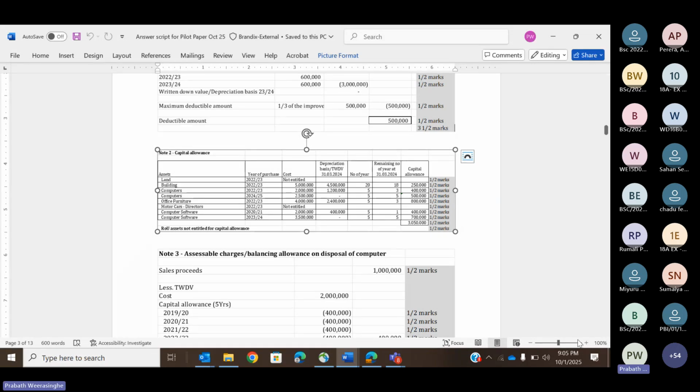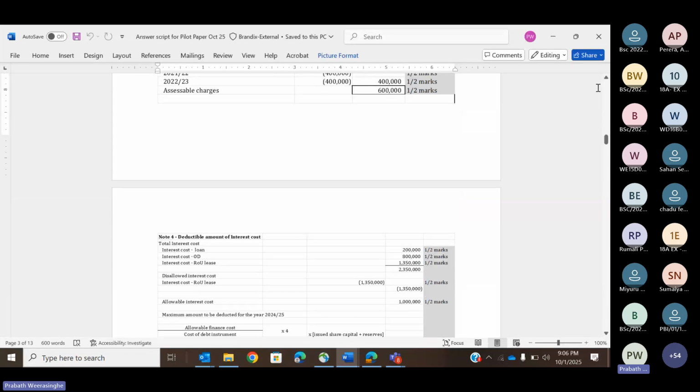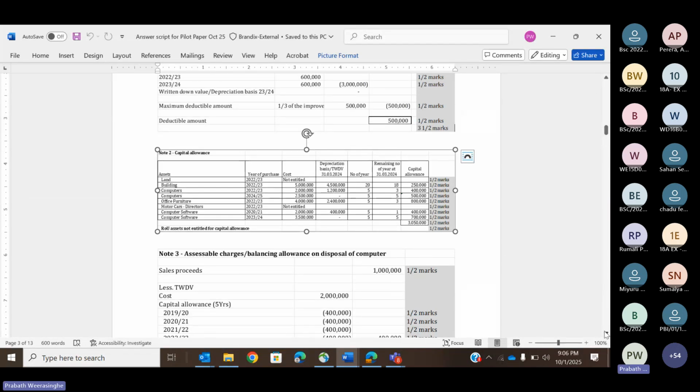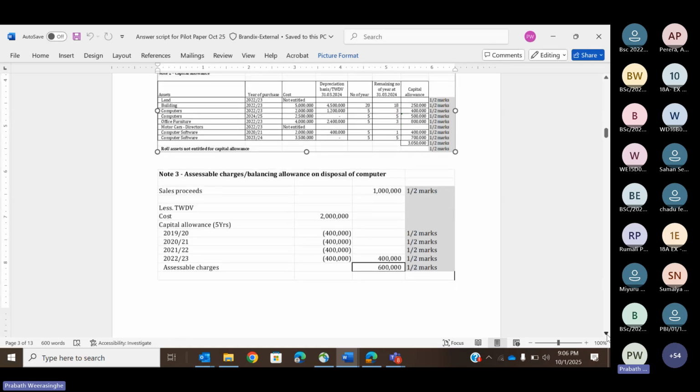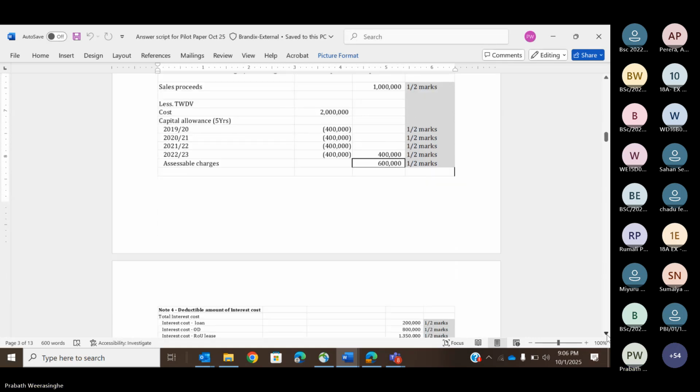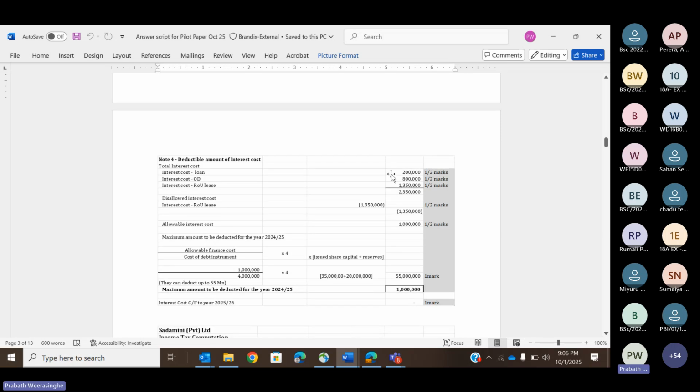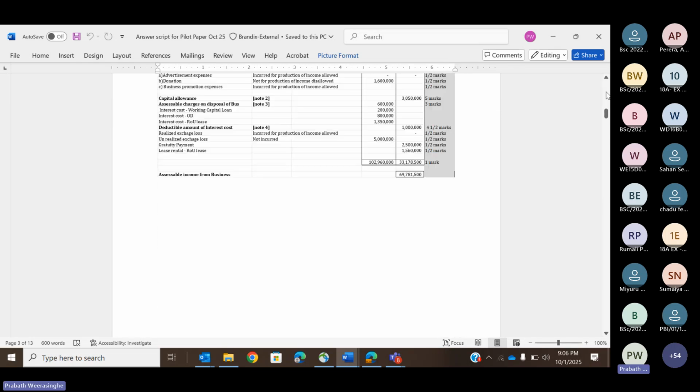I have mentioned it because marks are allocated in this way: half marks for each adjustment. And especially you have to mention that the ROU asset does not attract capital allowances. Disposal adjustment is very similar. Remember, this is not the real question paper, but the structure is very similar. Then finance cost, how we should adjust. All those things I first removed from here, I add back, and thereafter I gave the capital allowances.